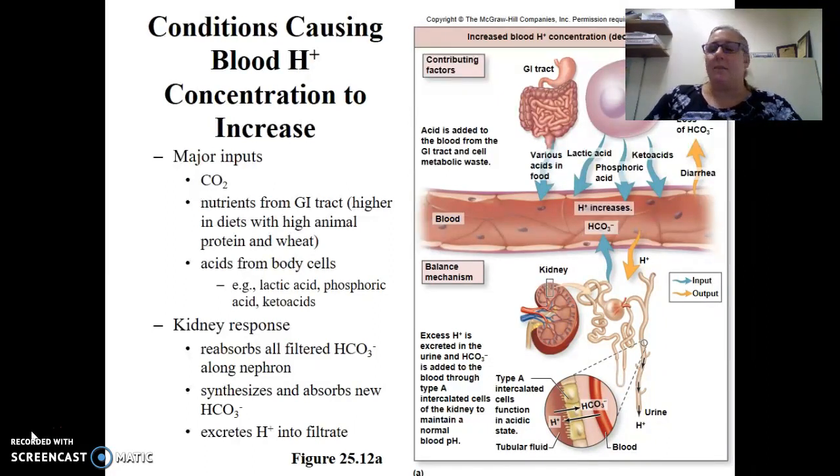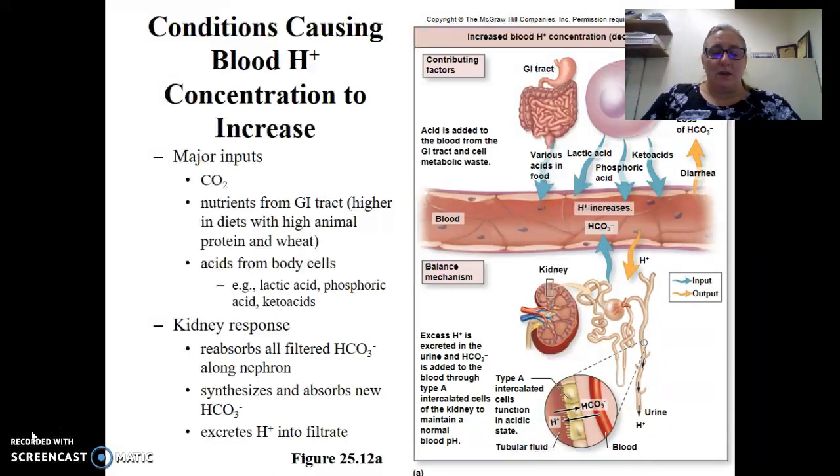Different acidic products. So we have acidic beverages, we have acidic proteins that we can take in that cause our acids to increase in our body, which then is going to cause our pH to lower, as well as keto acids or lactic acids that are also going to decrease our pH.